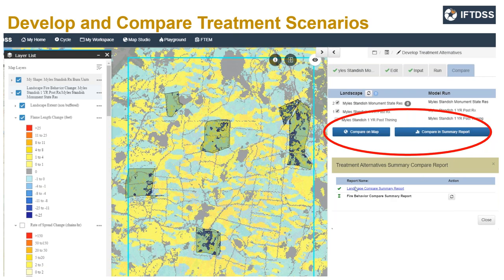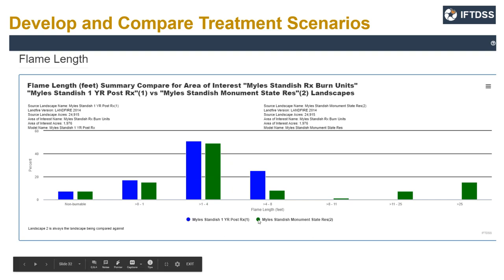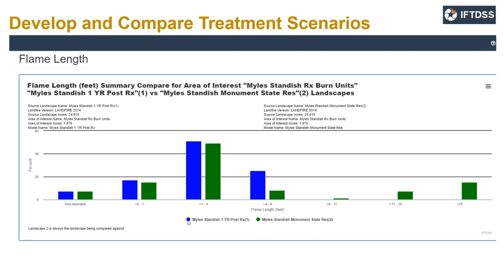And when you request to compare it in a summary report, you can look at either a landscape compare summary report, which is going to show you just what those landscape edits look like in terms of your fuel models, your canopy cover, et cetera, or you can compare the actual fire behavior from those edits in a comparison report. I think I have a simple example for this one. If you chose to focus on just flame length, you've got both treatments represented. In this case, the green represents the untreated landscape, and then the blue represents the treated landscape 1 year post-prescribed fire. These are flame length classes along the x-axis.